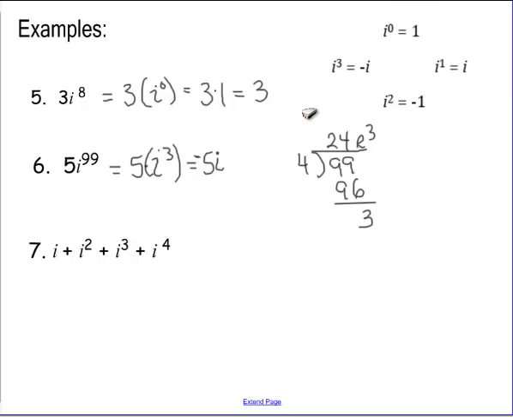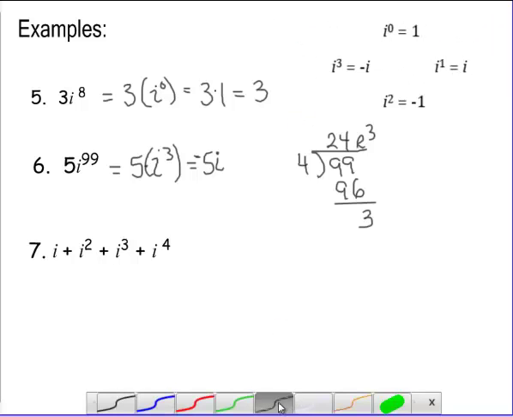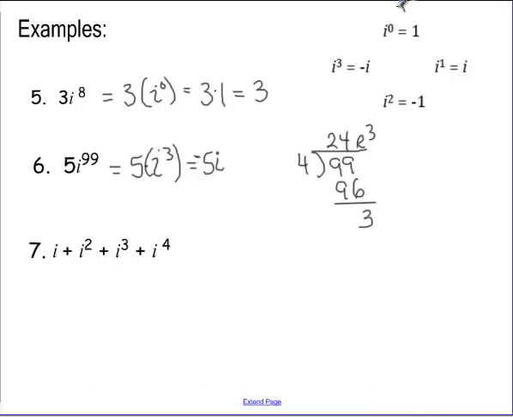Now, how did that happen? Well, if I realize that this is multiples of 4 up here, this would have been 96, because 4 goes into 96 24 times. Then this would have been 97, 98, 99, and that would have been 100 if I kept going around the clock. Okay.